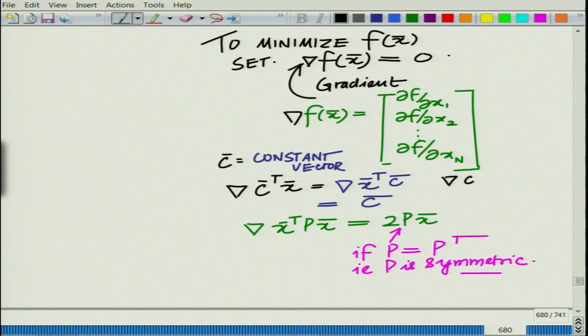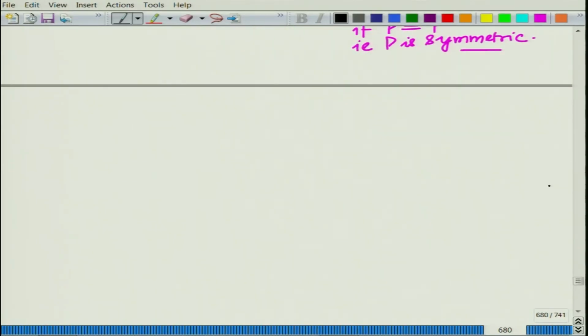Okay. And of course, it goes without saying that if you simply have a constant vector, that is gradient of c bar transpose c bar, this will be equal to 0. So, if you have a constant vector that does not depend on x bar, if you take the partial derivative with respect to each component, it is 0. So, the gradient is 0. All right. Now, use these principles to evaluate the gradient of the WLS cost.